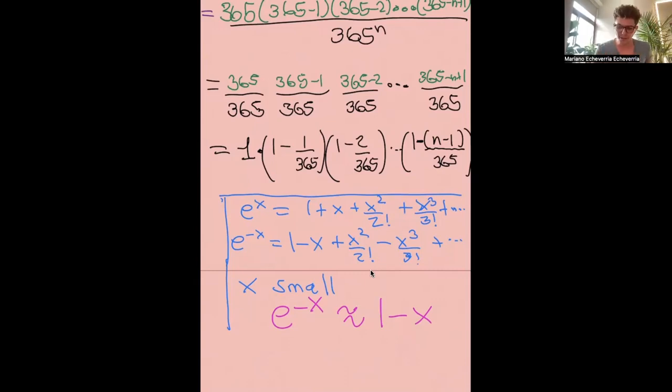And why am I doing this? Because each factor here is 1 minus something, 1 minus something, 1 minus something. So this is kind of like x, this is kind of like x.